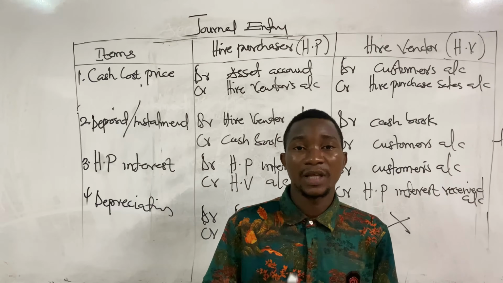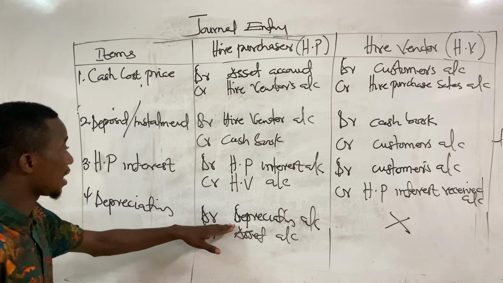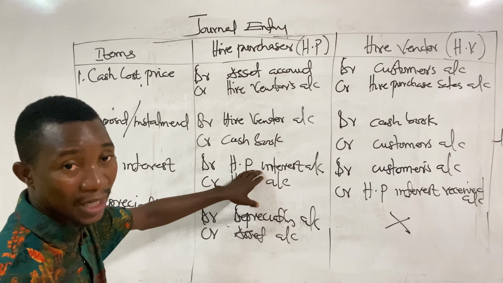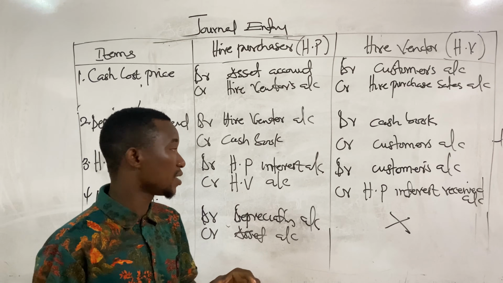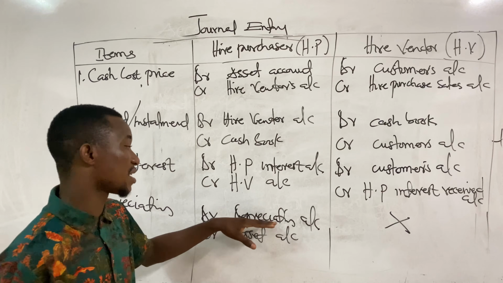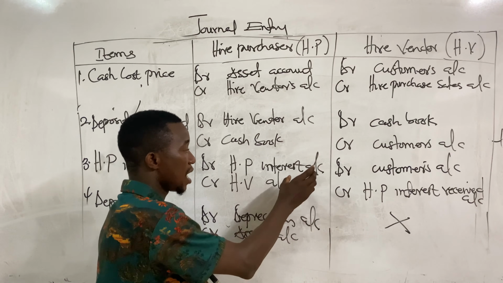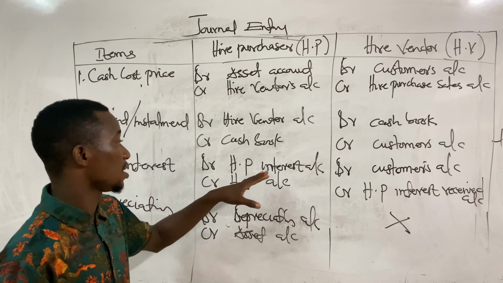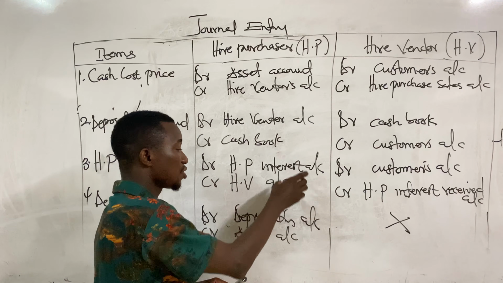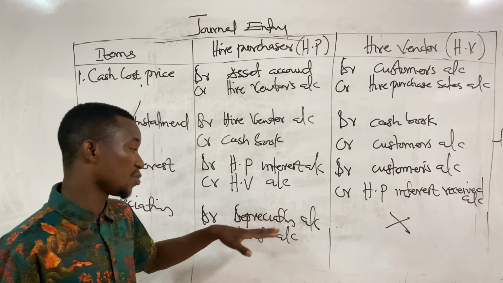Is that clear? And also at the end of the period, the depreciation charge and the interest charge will be transferred to the income statement. So hire purchase interest is an expense and it has a debit balance. Depreciation is an expense and it also has a debit balance. So we will credit depreciation account and credit hire purchase interest account, and debit the income statement with the hire purchase interest and the depreciation as well.